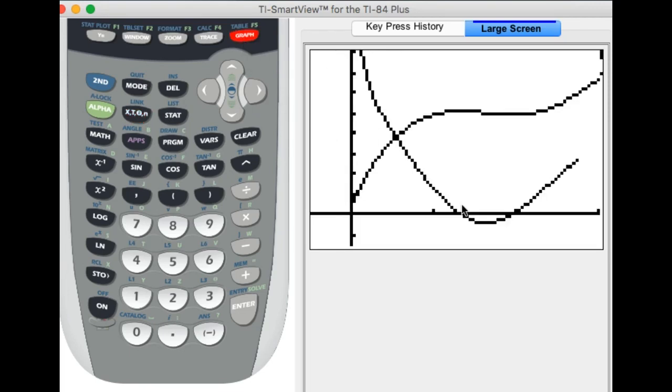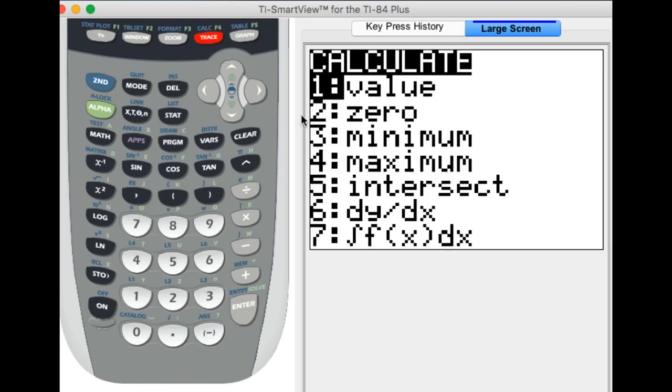So where these zeros appear, this one would be a maximum of R of t, because the derivative is changing from positive to negative. And then this one would be a minimum of R of t. So we're going to find those by finding the zeros of the derivative. So again, I use that calculate, which is above trace. And I'm going to use option 2 for zeros.